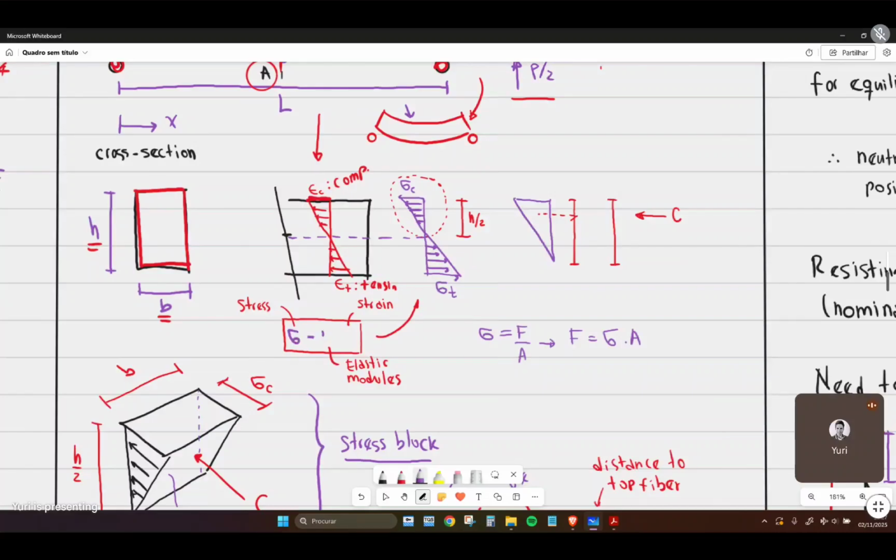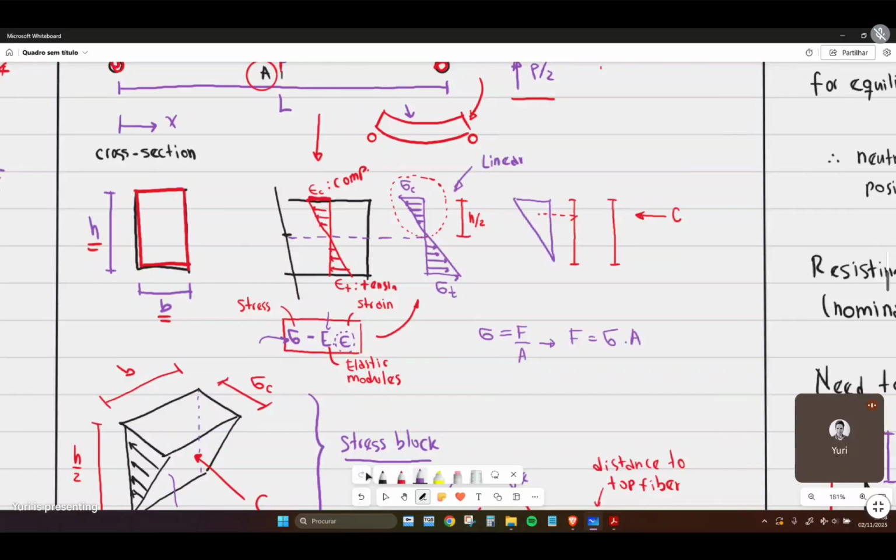Whenever we have this strain in the section, we know that stress equals the elasticity modulus times strain. So whenever we have strain, the material has some properties, and we are going to have stresses. Whenever a section, a member or a component is under strain, it will generate stress. And in flexure theory, we understand that the strain is actually linear.